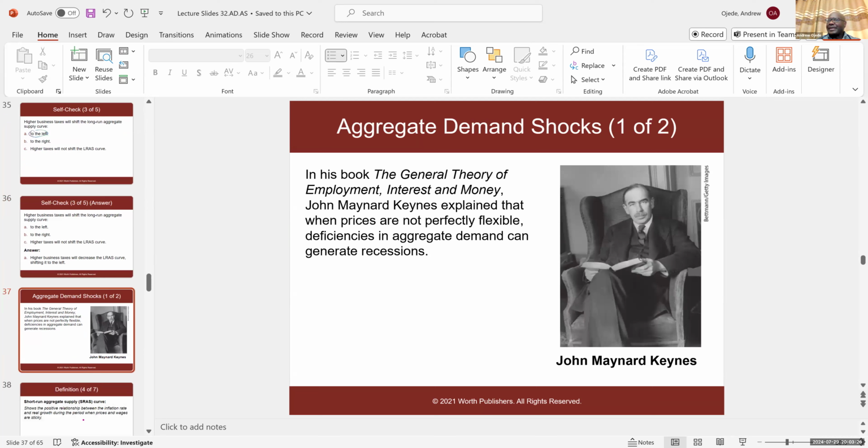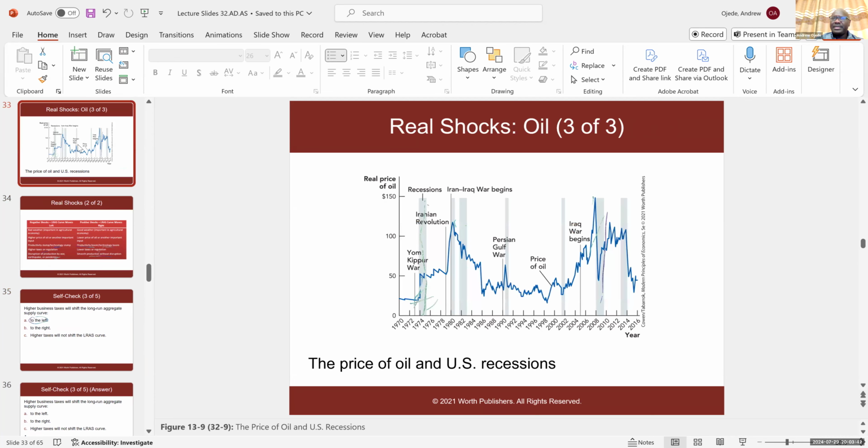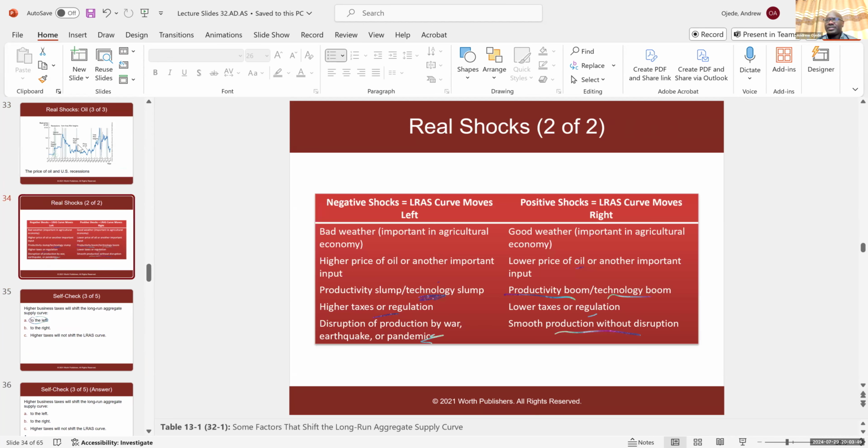So let's talk about aggregate demand shocks. Okay. So it turns out that there are two types of economists who disagree philosophically. The economists that I've just discussed here, economists who believe that GDP is affected by real shocks, those economists are called classical economists. They believe that fluctuations in GDP mainly come from the supply side of the economy, supply side effects.